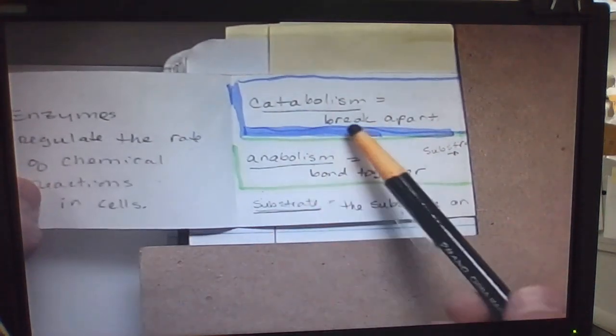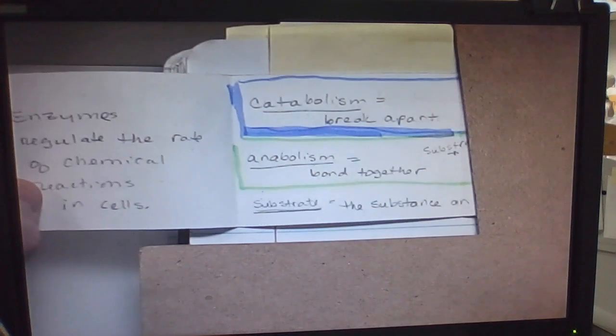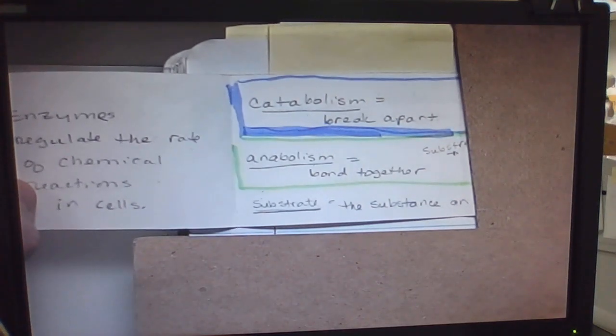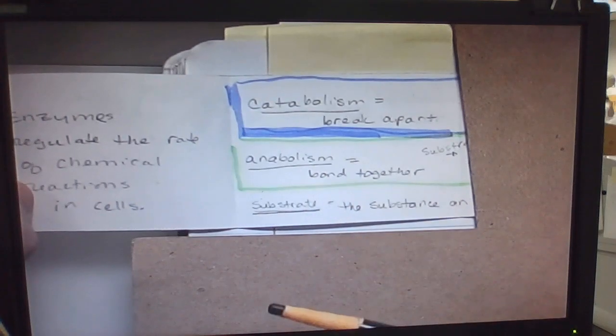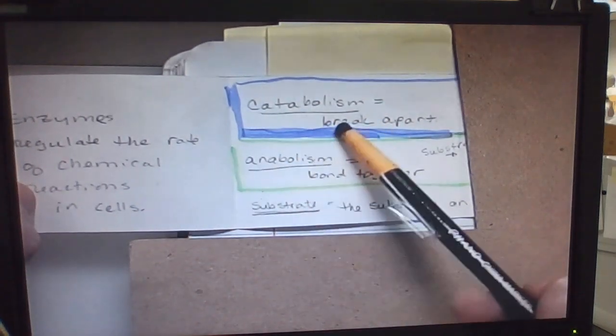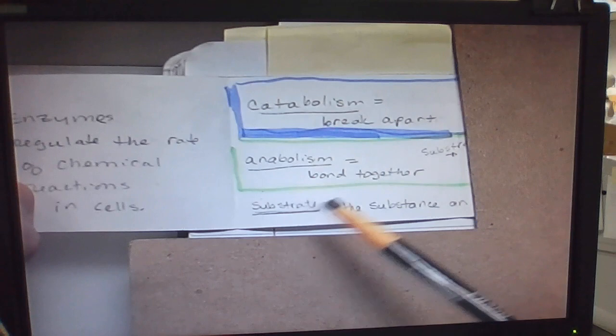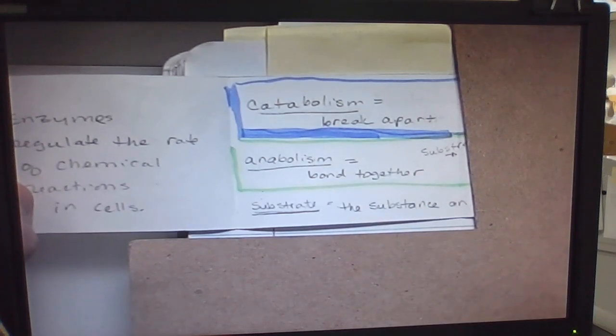Catabolism is a type of reaction that breaks things apart. Anabolism brings them or bonds them together. Catabolism breaks apart. Anabolism bonds together.